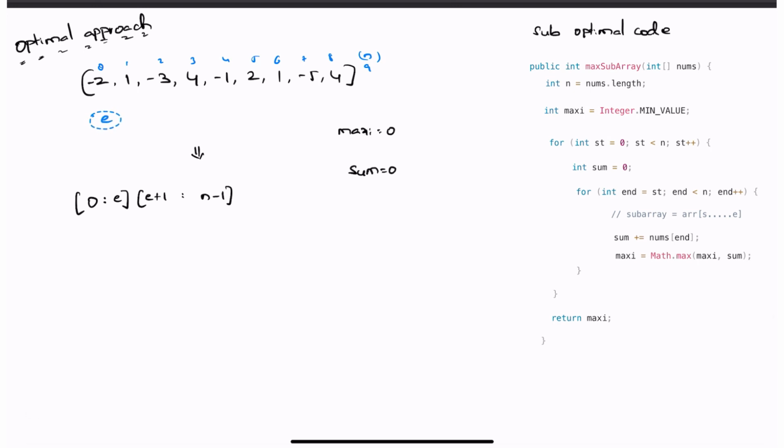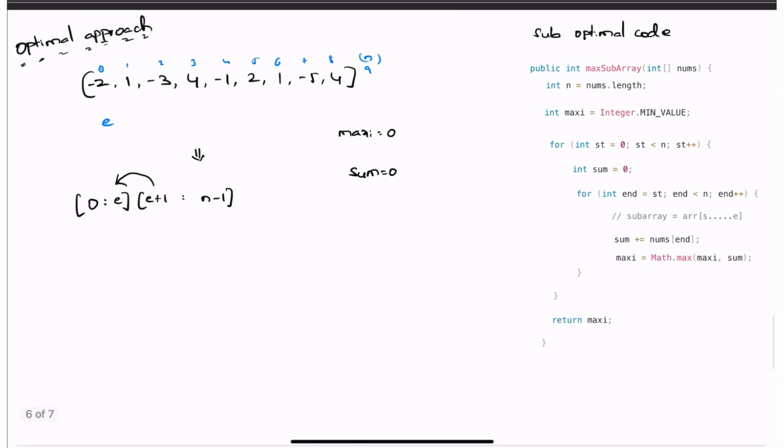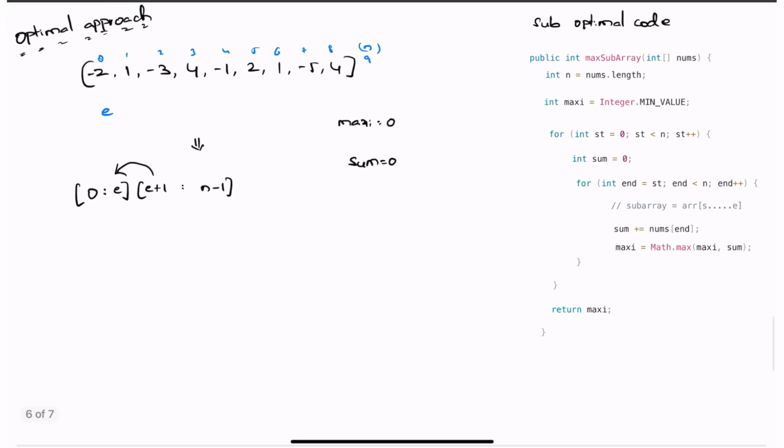Whenever I iterate the end pointer, I am removing the first element from the right-hand slice and adding that element into the left-hand slice. This is what actually happens while iterating through the end pointer. If we consider an array as two slices, one slice is up to the end pointer and the second slice is from the next element to the last element.